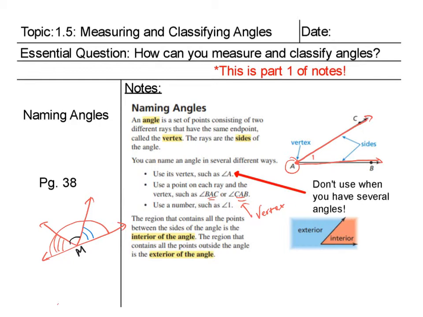All right. It says the region that contains all the points between the sides of the angle is the interior of the angle, so just the inside shaded region. The region that contains all the points outside of the angle is called the exterior, so you have the exterior of the angle here. All right. Thoughts, questions, concerns? Anyone still writing? Okay.